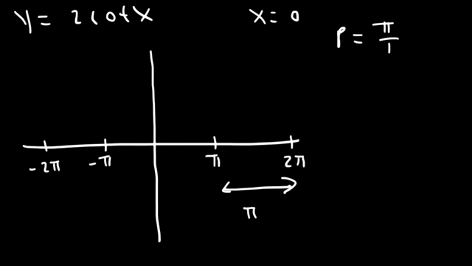In the case of secant and cosecant, the distance between vertical asymptotes is not 1 period, but it's half the period. So just keep in mind that little difference. So now let's go ahead and draw the vertical asymptotes. So we also have one at 0, so just keep that in mind.